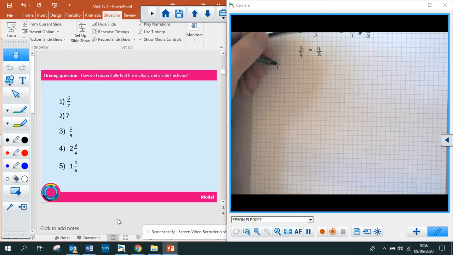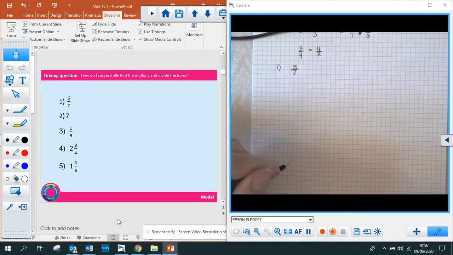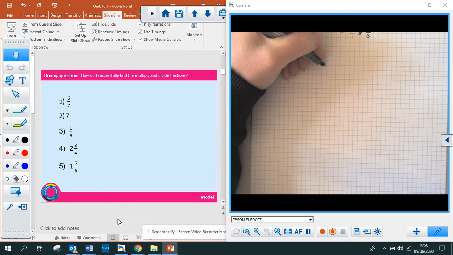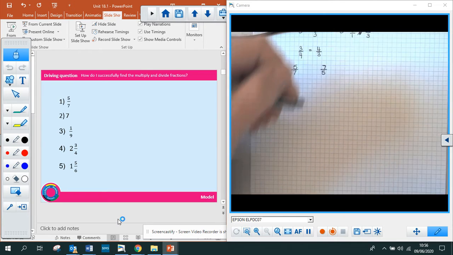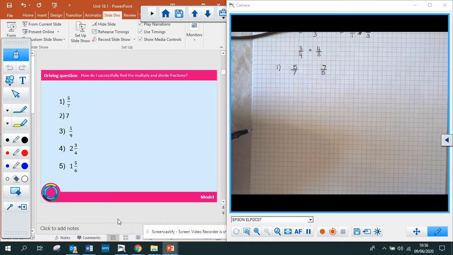So for question 1, I want to find the reciprocal of 5/7. It's a fraction, so all I have to do is flip it. So the reciprocal is 7/5. I've turned it upside down there.